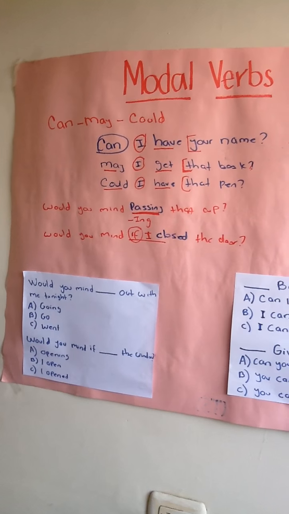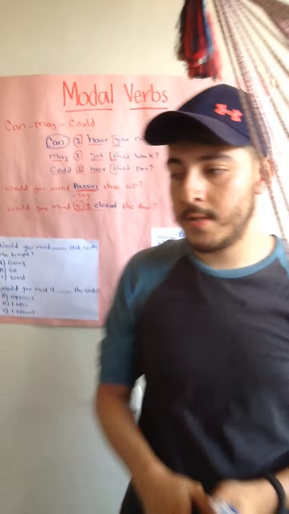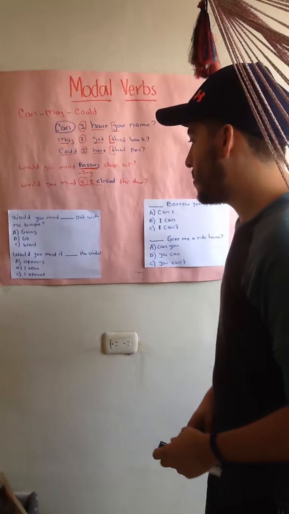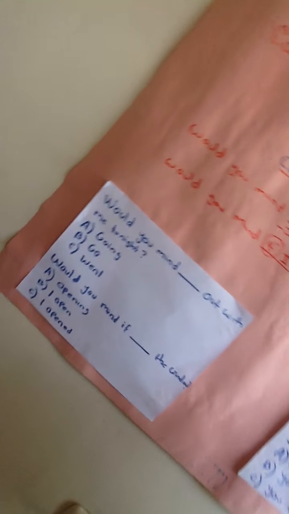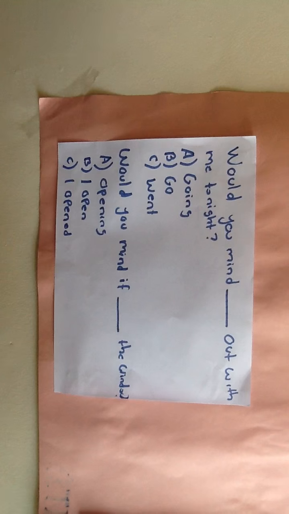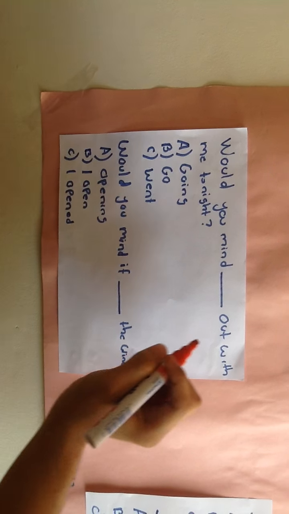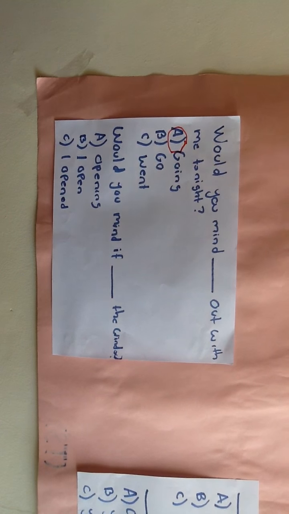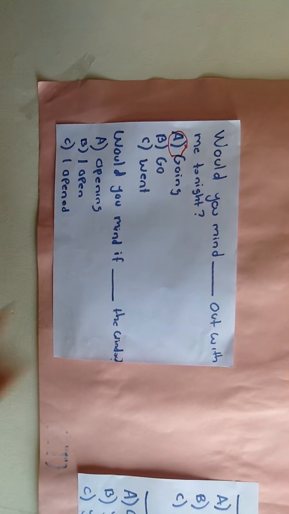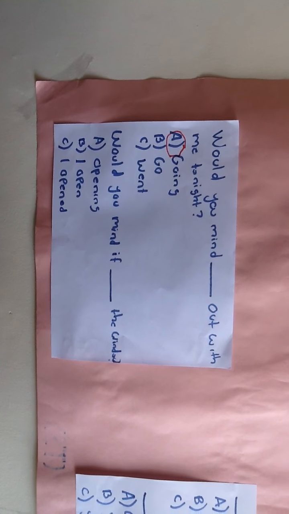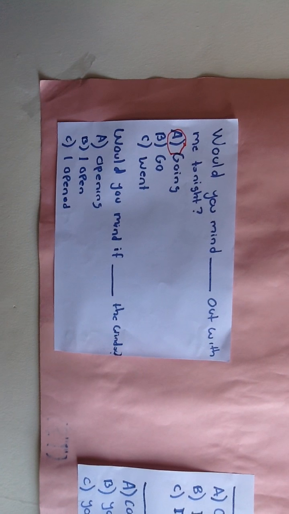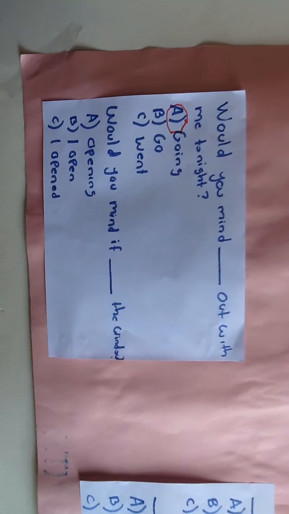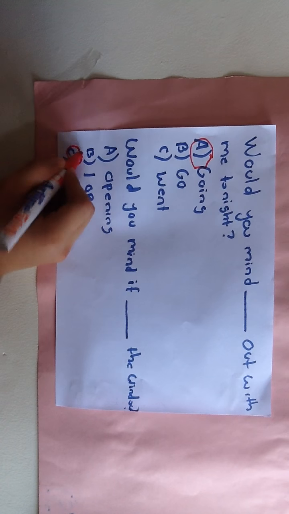Now I'm going to give you some exercises so you can practice what we have learned. When you use would you mind, following the structure, the answer will be: would you mind going out with me tonight? The second one will be would you mind if I, following the structure I told you: you need to use the conditional if, then the subject and the past tense of the verb. If I opened the window.